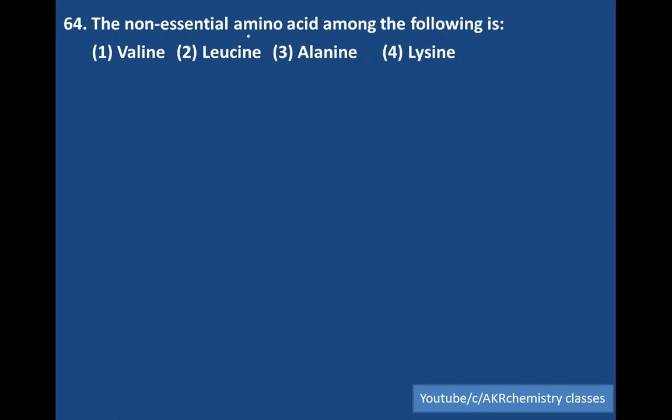The non-essential amino acid among the following: alanine. These are all essential amino acids. Essential amino acids means which are not generated in our body. Non-essential means which is already generated in our body.